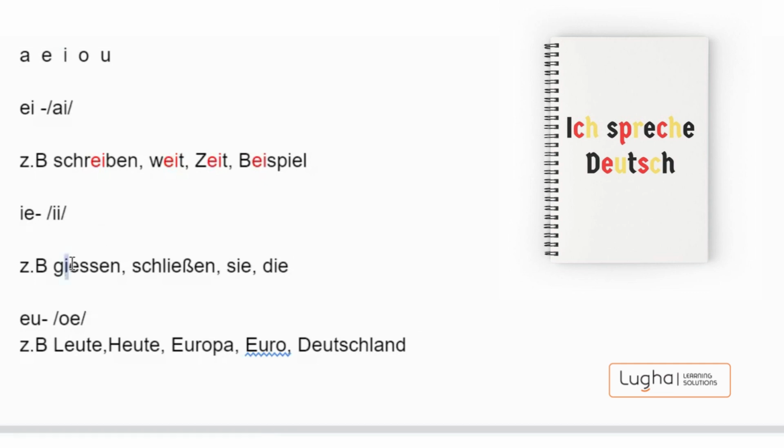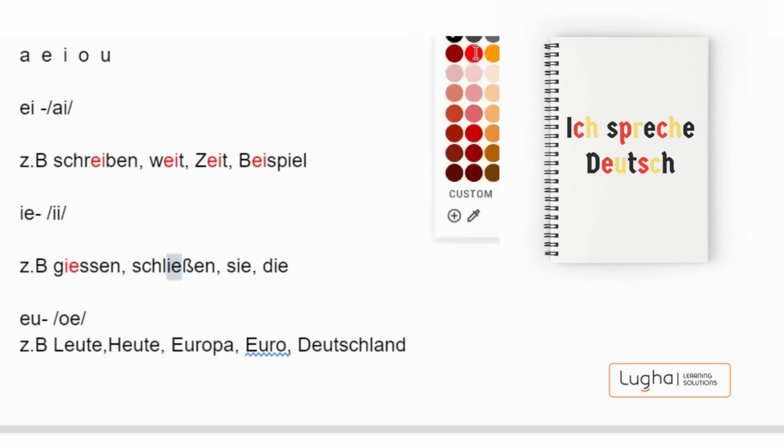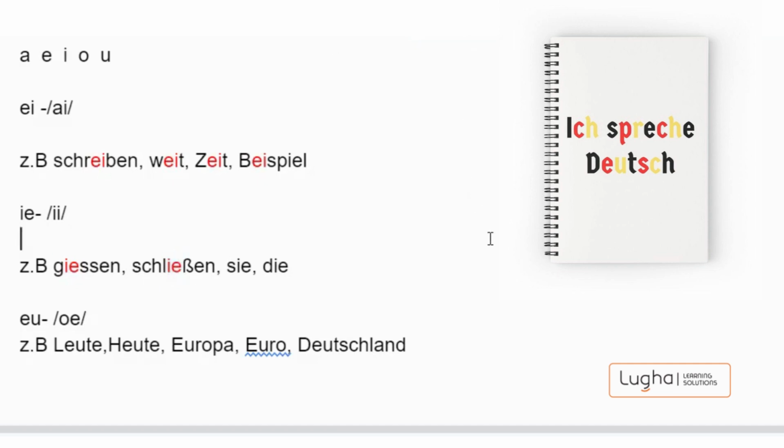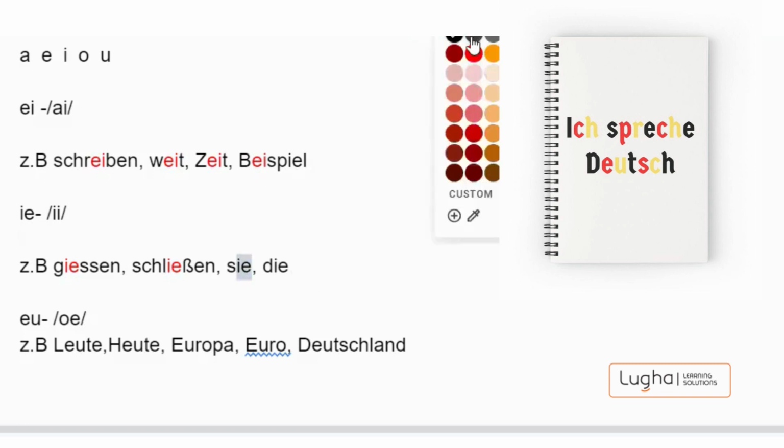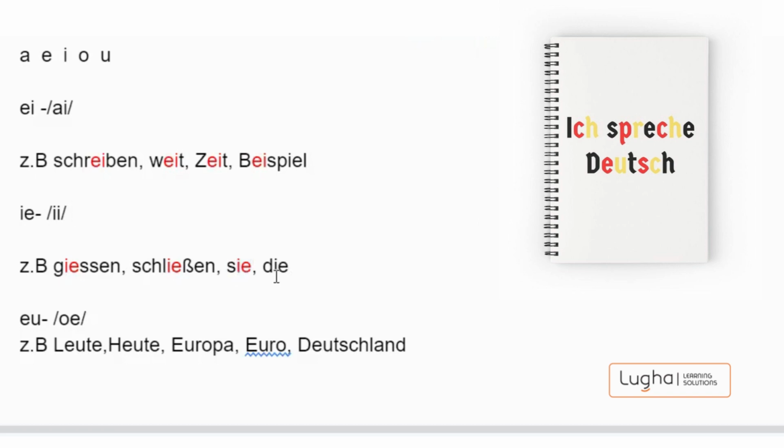And now, when it's in the reverse order, which is basically I-E, then we pronounce it as E. When it is I-E, it produces the sound E. Zum Beispiel, gießen. Just say after me, gießen. Schließen. Sie. Die.